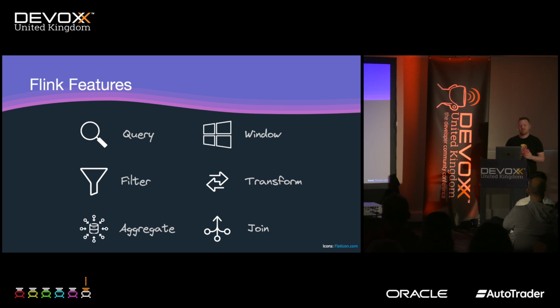Filter, transform, aggregate, so multiple records into one. And then join. Join is a really powerful thing. We may have data in Kafka, data in MySQL, and we want to merge it together. Flink allows you to do that. Join data from all sorts of different sources.